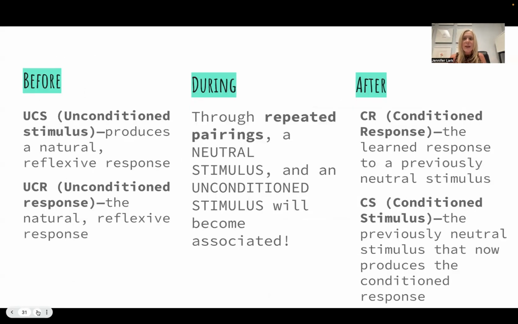Okay, so just to reiterate these stages of learning when it comes to classical conditioning, before learning occurs, we have a natural stimulus that produces a natural response in a learner. We call those the unconditioned stimulus and response. During learning, we are purposefully pairing together two stimuli, an unconditioned stimulus and a neutral stimulus. And we pair them together over and over again until eventually the previously neutral stimulus becomes conditioned to elicit a conditioned response to it alone. And that's how classical conditioning works.